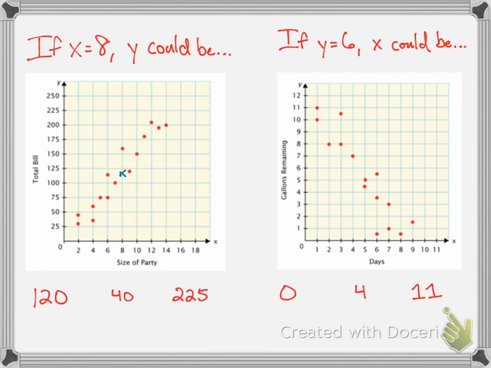That falls in line with my data, so I would more than likely lean towards y being about 120. Now, if I were to try this, if x equals 8, y should be 40. This is roughly where I would be.